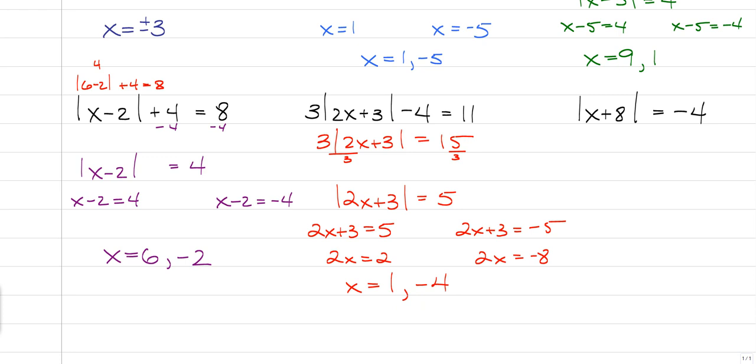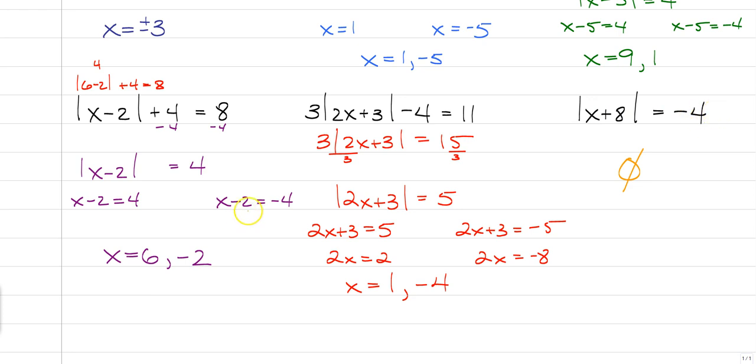And the last one, let's see if you were tricked. The answer to the last one is no solution. And the reason why is absolute value is never going to equal a negative number. Absolute value is always positive or 0. So since the right side is negative, the absolute value of whatever we put inside here is never going to give us a negative. Okay?